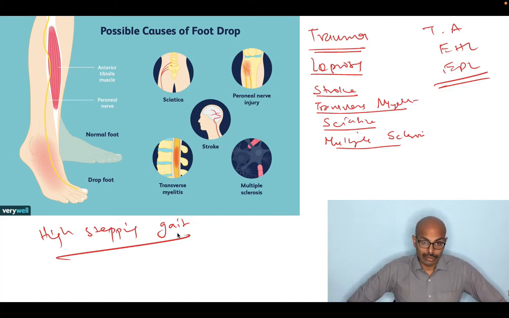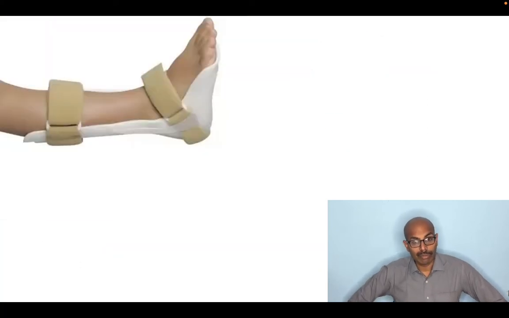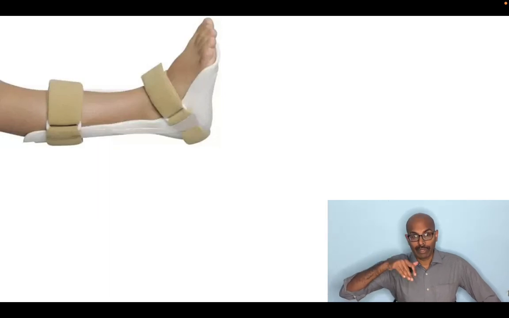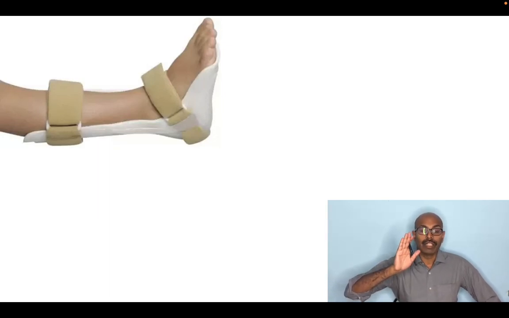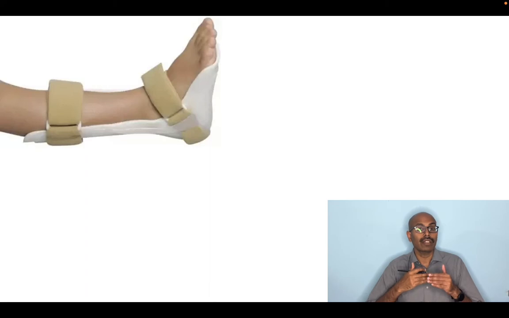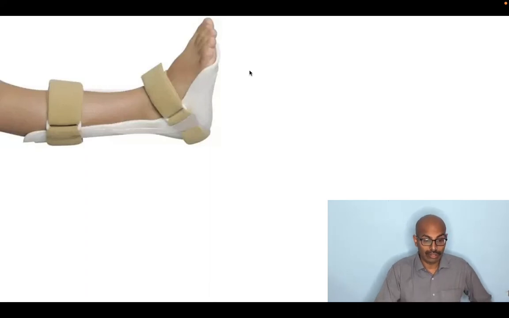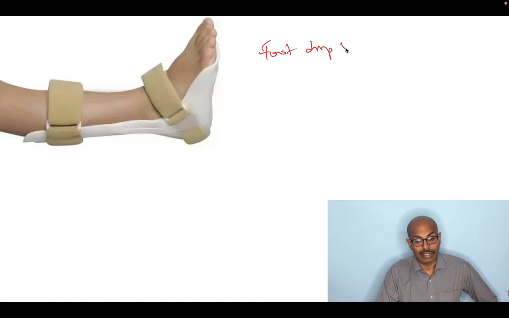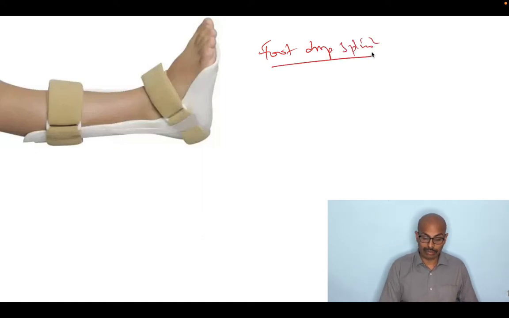In these cases, in the early stages, you have to use what is called a foot drop splint. This foot drop splint will prevent the foot from dropping down and help in keeping the foot in neutral, and you can clear the ground and the patient can walk easily. So this is called a foot drop splint. This has been asked in various ways in your exam, and you should be able to answer this question, right?